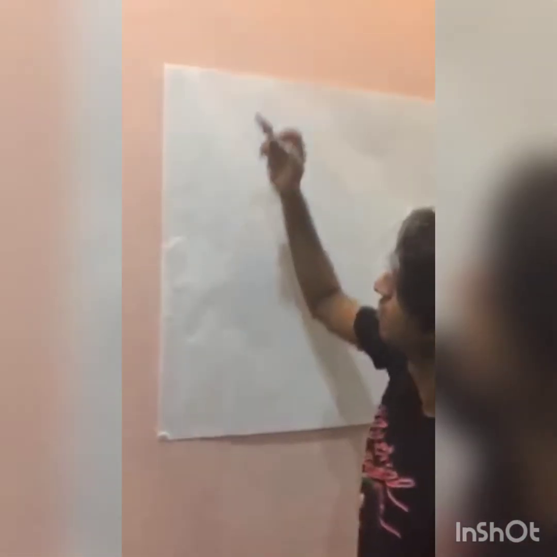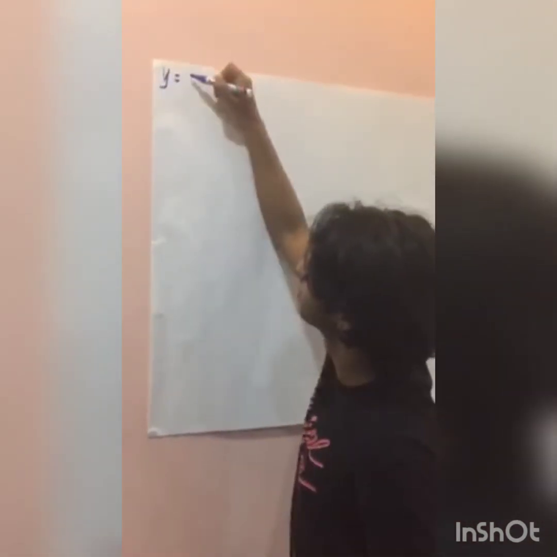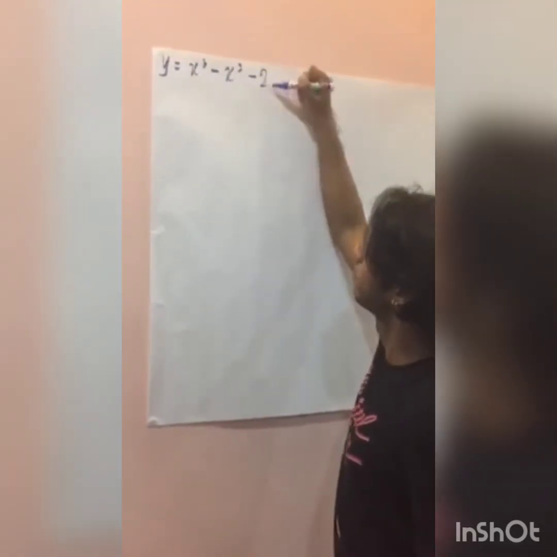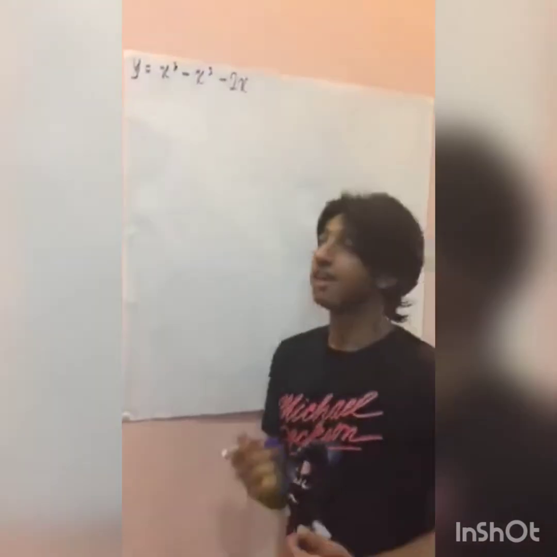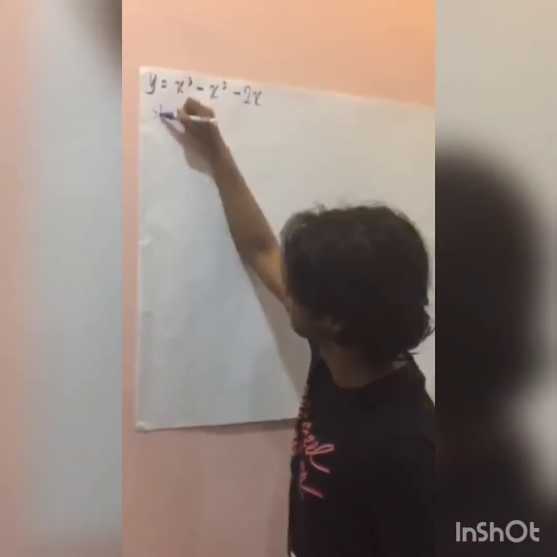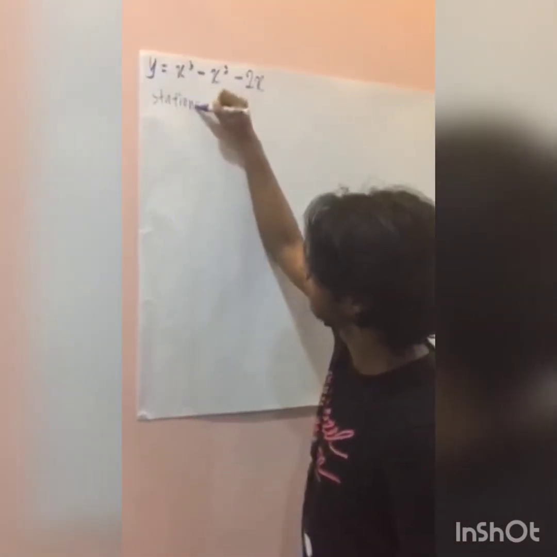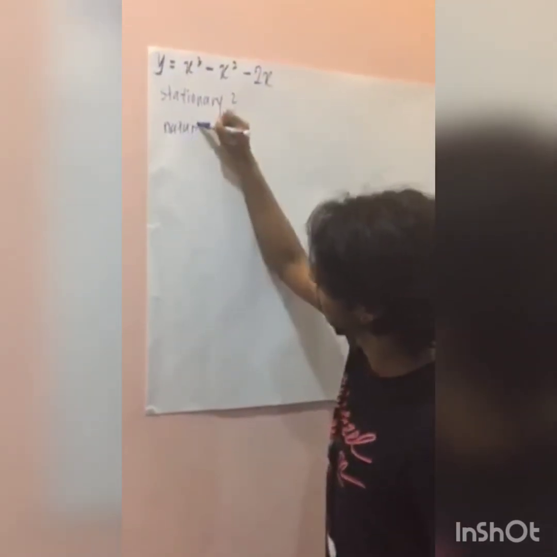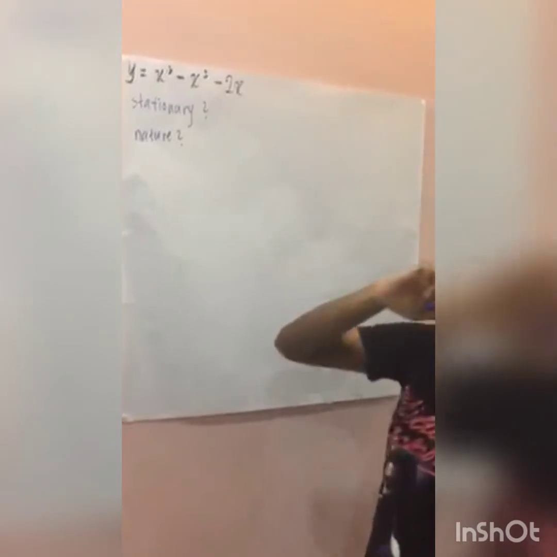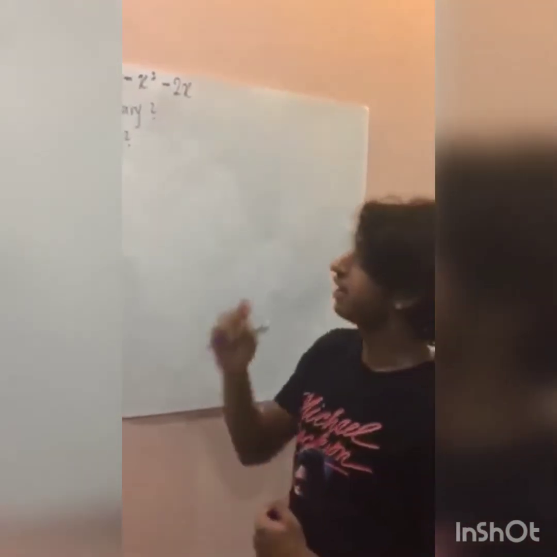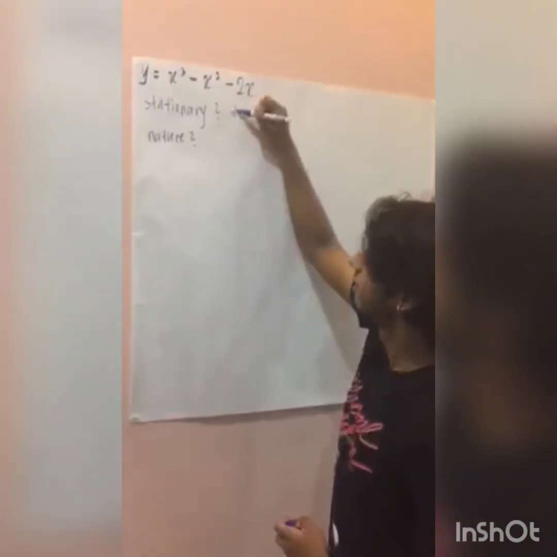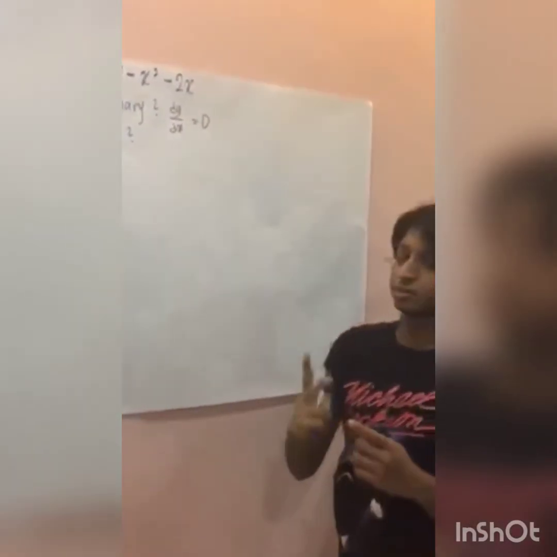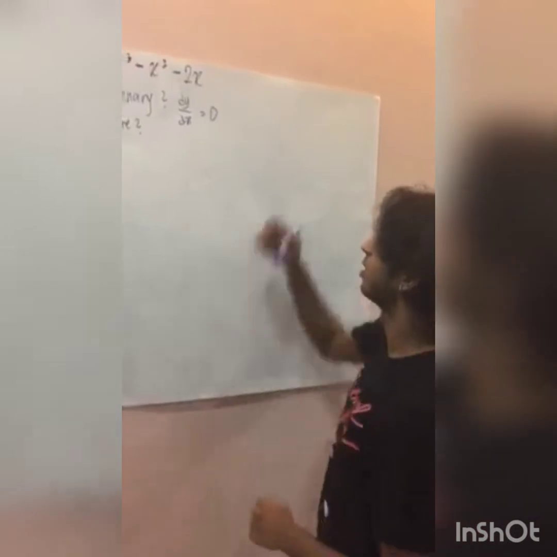Firstly, the question is y equals x to the power of 3 minus x to the power of 2 minus 2x. In this question, we're going to find the stationary point and the nature. When they ask you to find the stationary point, the first thing you have to know is that dy over dx is equal to 0. Stationary points are minimum points and maximum points.